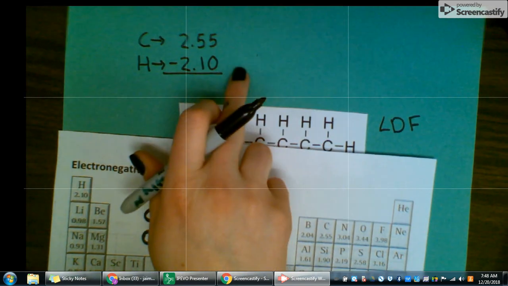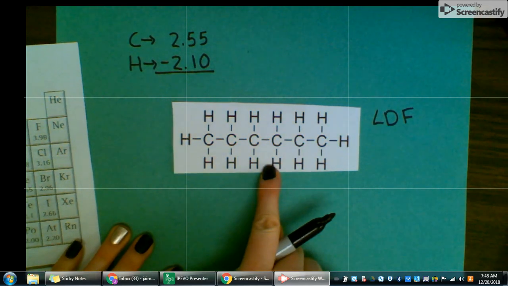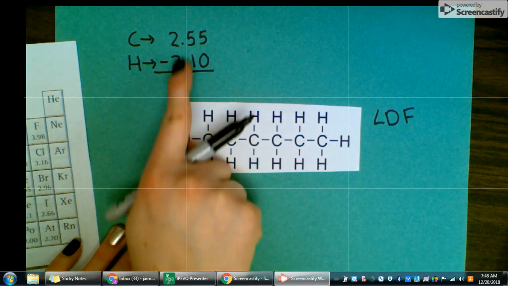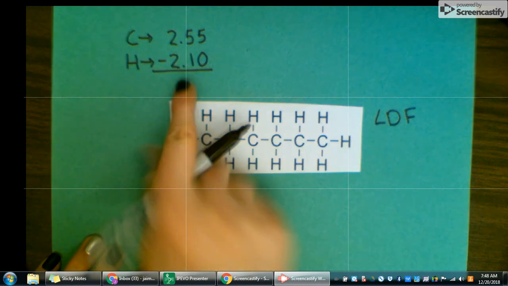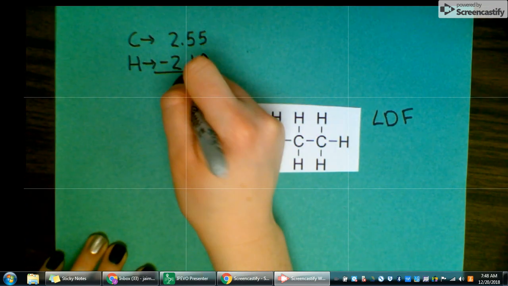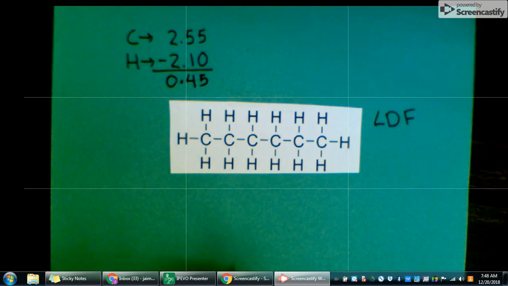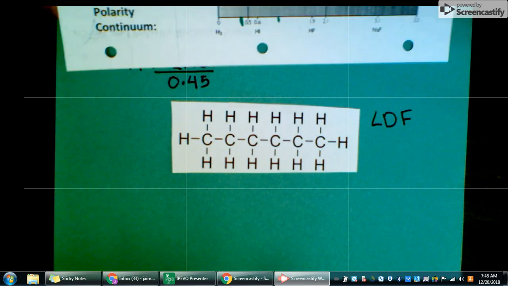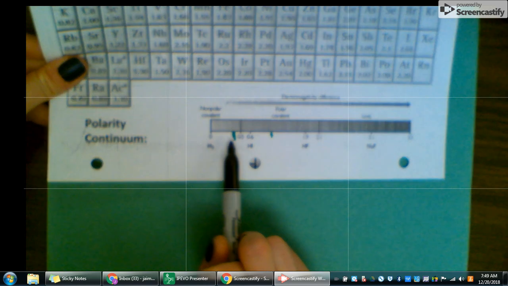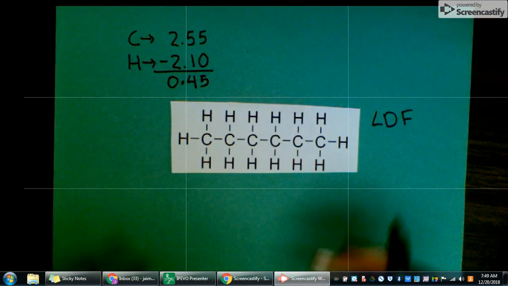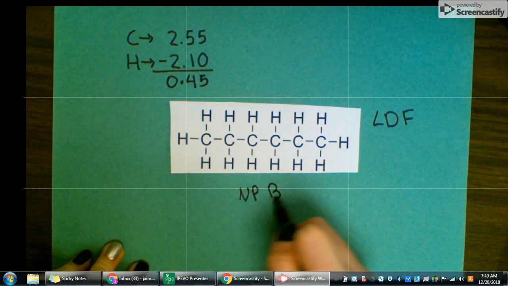So we need to find the difference between every single bond, and it looks like we only have carbon bonded to hydrogen in this entire molecule. So I'm going to take 2.55, which is the electronegativity value for carbon, minus 2.10, and that's going to give me 0.45. We then use that difference to help us figure out what type of bond we're working with. 0.45 puts us right here, which is in the nonpolar covalent. So all of these bonds are nonpolar bonds.